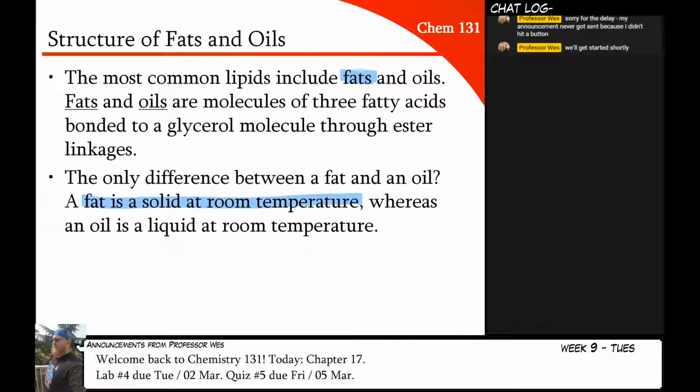So fats and... Wow, I lost my cursor there. There we go. Oh, come on. I'm trying to change color, and it's not helping me. There we go. An oil is liquid at room temperature. There we go.